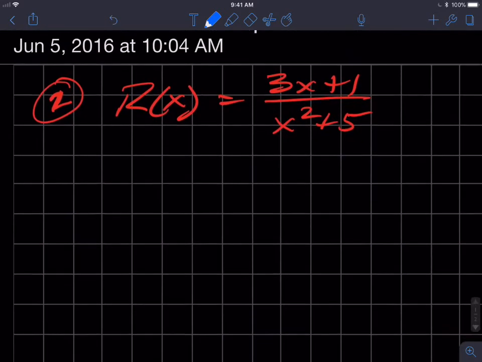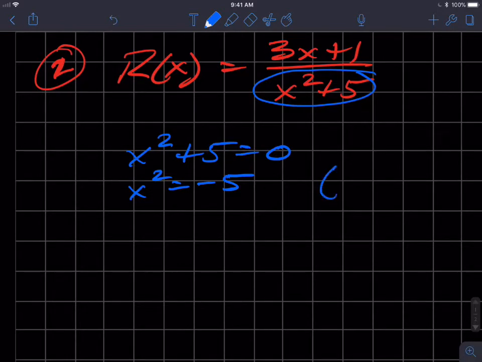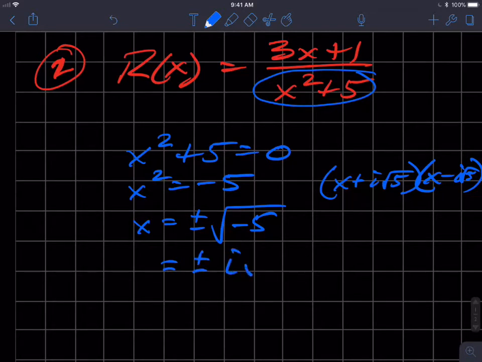Special case number 2. Again, it's not something that we're going to look at in this particular subject matter, but anybody that's on the web or is interested can look at it. When I go to figure out the vertical asymptote, I set this equal to 0 because I want to know what values for x cause the denominator to go to 0. I do this, or I can also factor it, right? x plus i square root of 5, x minus i square root of 5. Yes, I have a complex root. When I take the square root of both sides, I get x equals plus or minus the square root of negative 5, or plus or minus i radical 5. So my roots are complex.